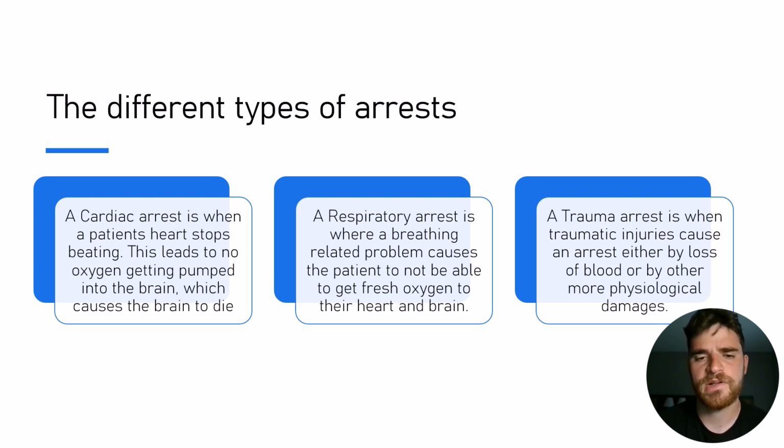There's a respiratory arrest, where a breathing related problem causes the arrest. So typically you'll see that in kids when they get smothered in blankets, or I had one that fell in between the mattress and the wall, and he was kind of smushed in there by the mom. So he ended up coding. And then a trauma arrest is when traumatic injuries cause an arrest, either by loss of blood or by more physiological damages, like your leg fell off or whatever. Those are the three main types of arrests.